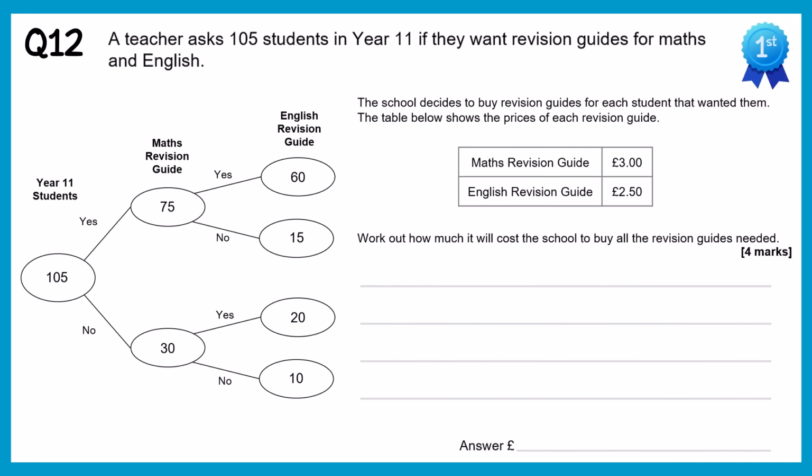In the final part of the question, we're told the school decides to buy revision guides for each student that wanted them. We're given the prices of the revision guides, and we're asked to work out how much it's going to cost the school in total. Let's start with the maths revision guides.